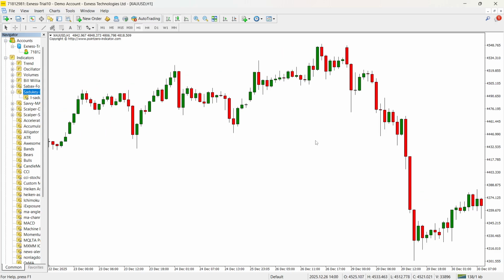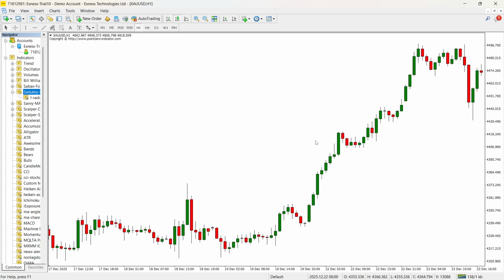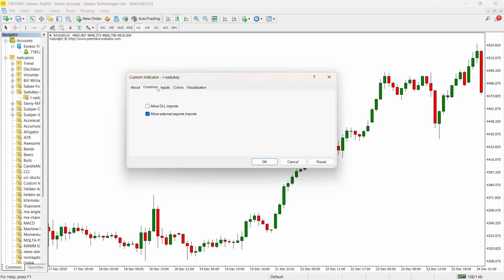This tool is a trend and volatility-based indicator that plots colored levels or zones on your chart, helping you visually identify market phases and potential breakouts or reversals. At this point, I'll load the indicator on the chart so you can see how it looks in real time. Remember, I want to allow DLL imports.